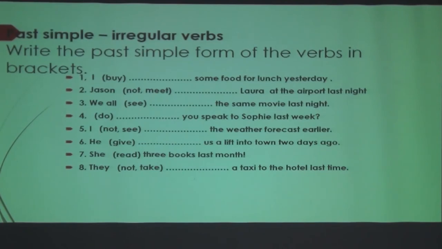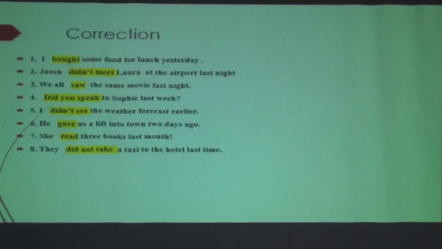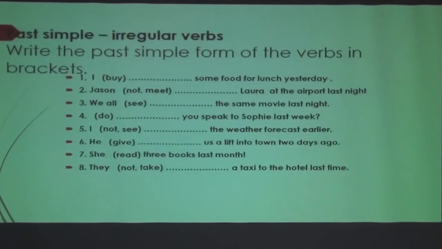Okay, let's see the answers together. So the simple past of the verb buy is bought. Number two, Jason didn't meet Laura at the airport last night. Here it's in the negative form. Why? Because it is in the simple past negative form. If you remember, we have not and we have the verb. So when you have not, automatically it's the negative form. When you don't have not, it could either be the affirmative or interrogative.